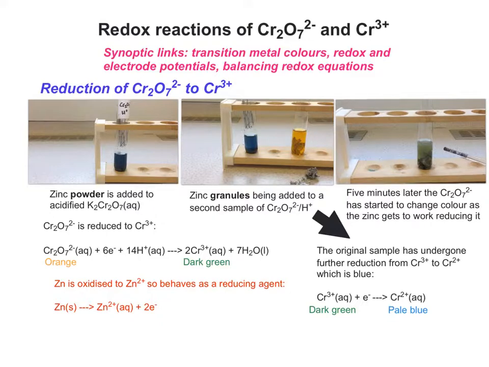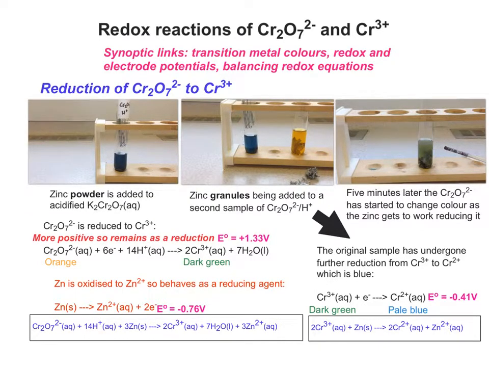So this time you can clearly see the change in colour. So what's happened here is it's turned into the dark green Cr3+. So if we now insert the electrochemical data, just like we did before, we can write out 2 overall equations. One overall equation for the reaction between chromium 3+ and zinc, and one overall equation for the reaction between dichromate 6 and zinc.